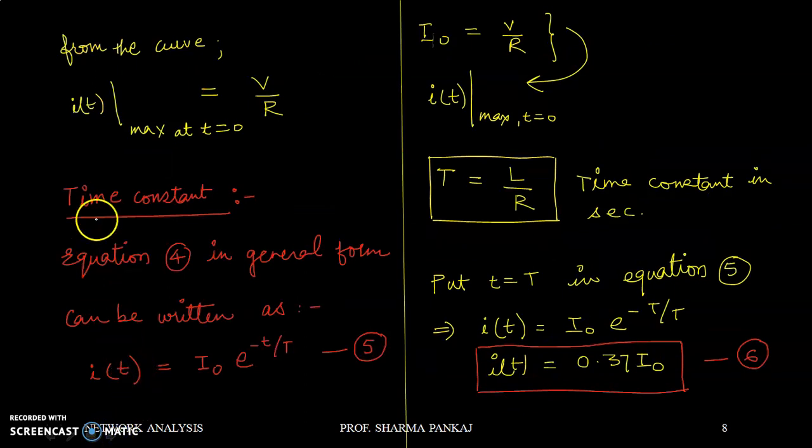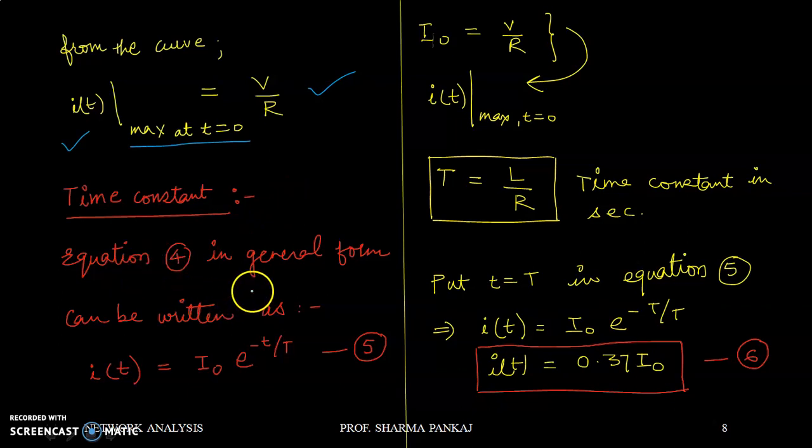Now from the curve, let us analyze it more. I(t) maximum value at t equal to 0 is your V by R. So let us understand time constant also. Every electrical circuit has a time constant whenever there is L, C, R, or a combination of L, C, R.